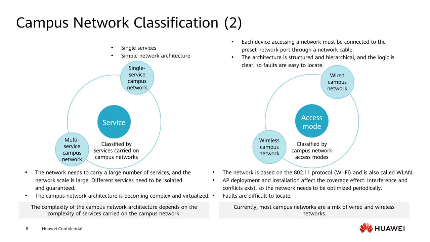And according to the access mode, we have wired campus network and wireless campus network. For the wired campus network, every terminal accesses the network by cables. And for the wireless campus network, as we know, the most common wireless technology is Wi-Fi technology, which is also called WLAN. And we deploy APs to provide wireless access services. It can enhance the work efficiency and provide BYOD, okay.